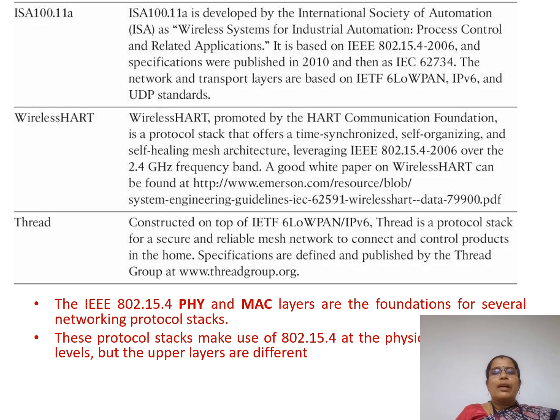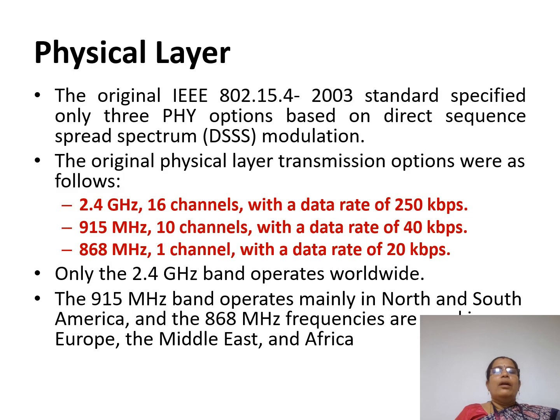IEEE 802.15.4 physical and MAC layers are the foundation of several networking protocol stacks. These protocol stacks use 802.15.4 at the physical layer and the MAC layer, but the upper layers are different. Coming to the physical layer of 802.15.4, it is the 2003 standard specification.